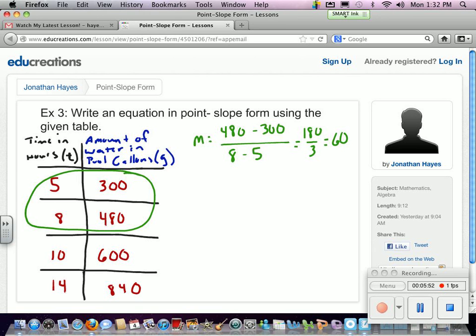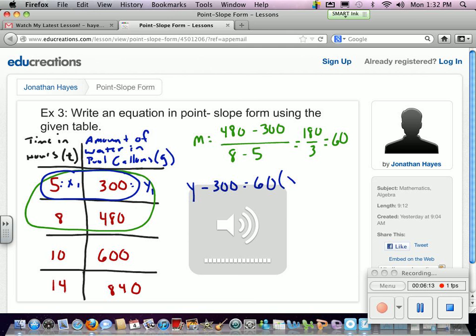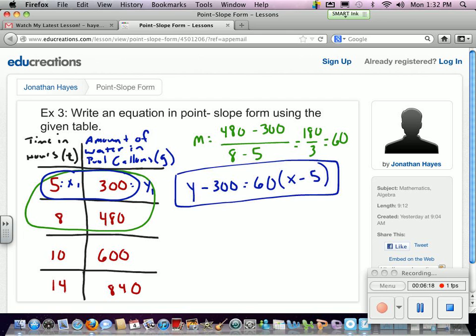And then again, we're just going to pick one of the ordered pairs off of this table to write. So I'm going to let that be x1 and let that be y1. So this would be y minus 300 equals 60 times (x minus 5). Okay, and there's my equation in point-slope form. And if you want to take this a little bit further, that slope of 60 means that we're filling up that pool at a rate of 60 gallons per hour.